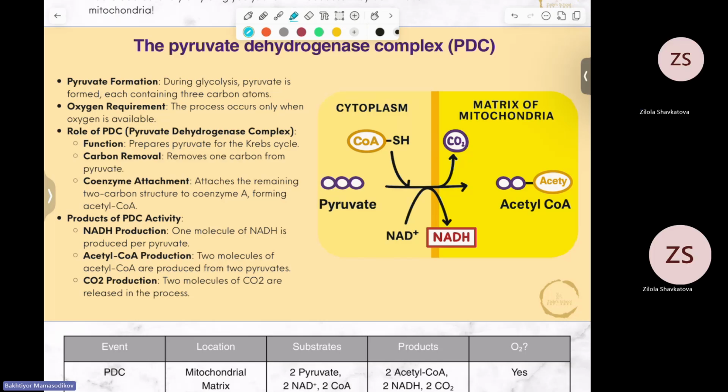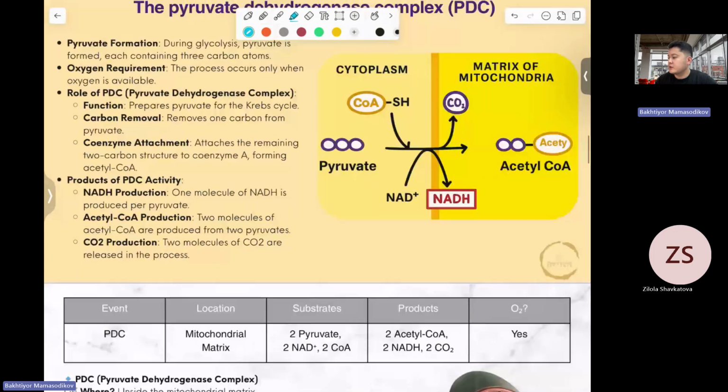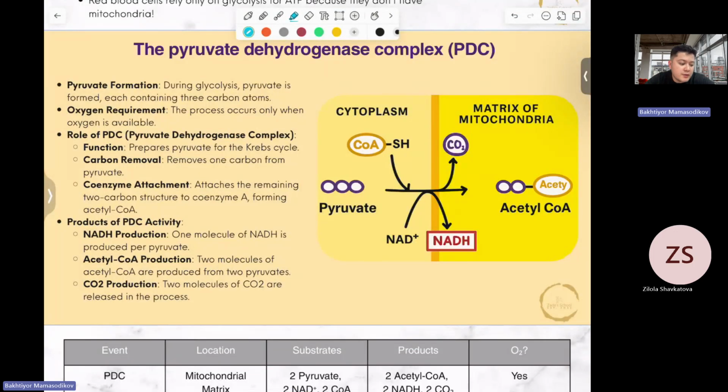Dehydrogenase complex after the glycolysis process. So we said the pathway, right? If the oxygen persists, the pyruvate is going to go to the matrix of the mitochondria from the cytoplasm. Okay, so pyruvate is still in the cytoplasm. So pyruvate dehydrogenase complex, this PDC stands for the pyruvate dehydrogenase complex always.